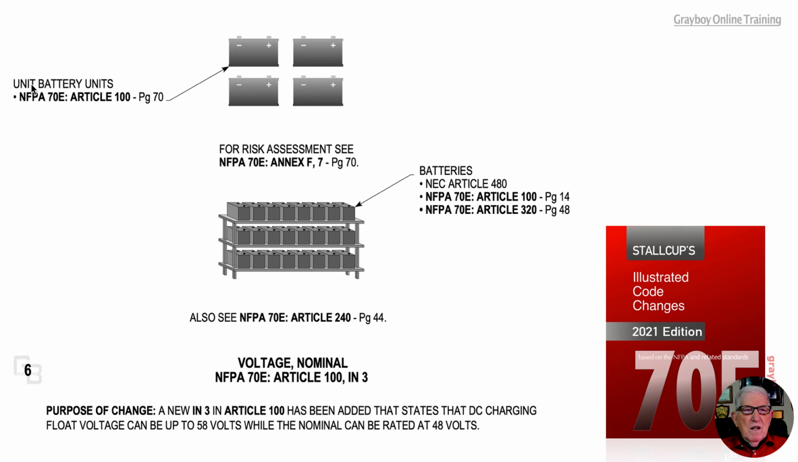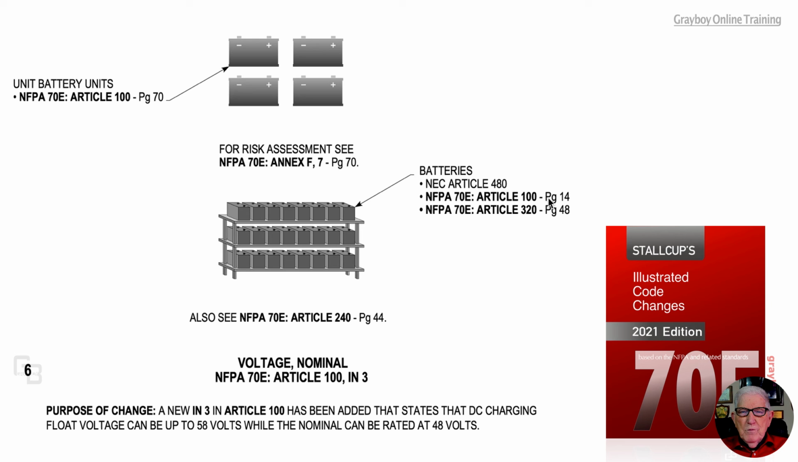Now, as you see here, we have a unit battery system of battery units in accordance with Article 100 on page 70 of the 70E document. As stated, we could go to the NEC Article 480 that you see listed here, and a lot of information on batteries. If you have proper ventilation, it's not even a Class 1 Division 2 location. It's unclassified, but you find that here in Article 480 in the NEC.